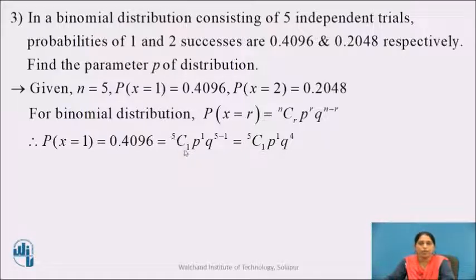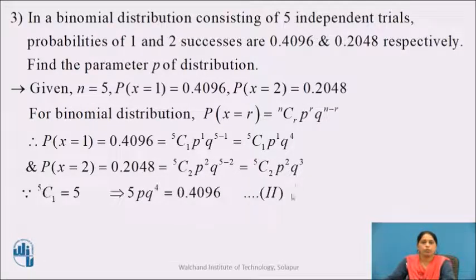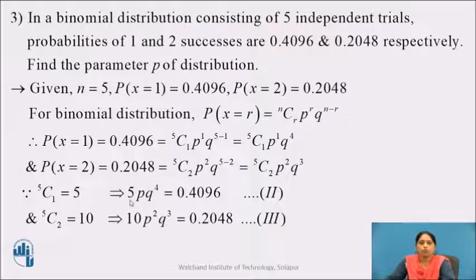So we get 5C1. p raised to r is there, so p raised to 1. q raised to n minus r is there, so 5 minus 1. So we get 5C1, p raised to 1, q raised to 4. Similarly, we can formulate the probability of x equals 2 as 5C2, p raised to 2, q raised to 3. Now we know that 5C1 is 5 and 5C2 is 10. So we can write 5pq raised to 4 equals 0.4096 and 10p square q cube equals 0.2048. We will call these equations number 2 and 3 respectively.